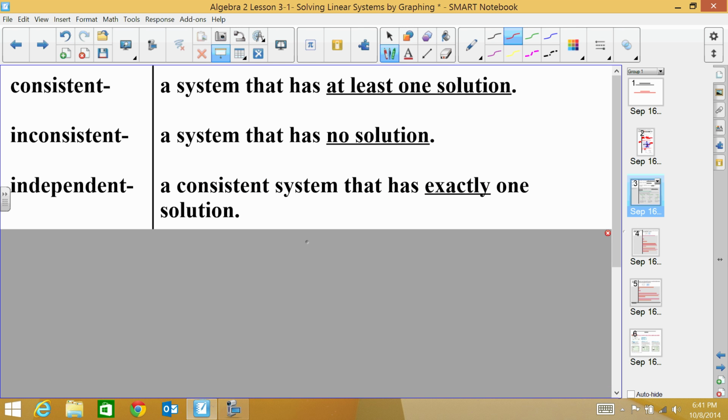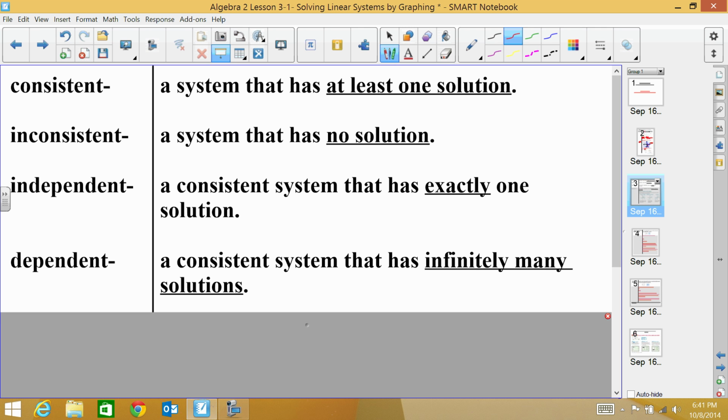Okay, now we have three different types of systems. We have consistent, inconsistent, and actually, I'm sorry, I misspoke. There are two different types of systems. There's either consistent or inconsistent.